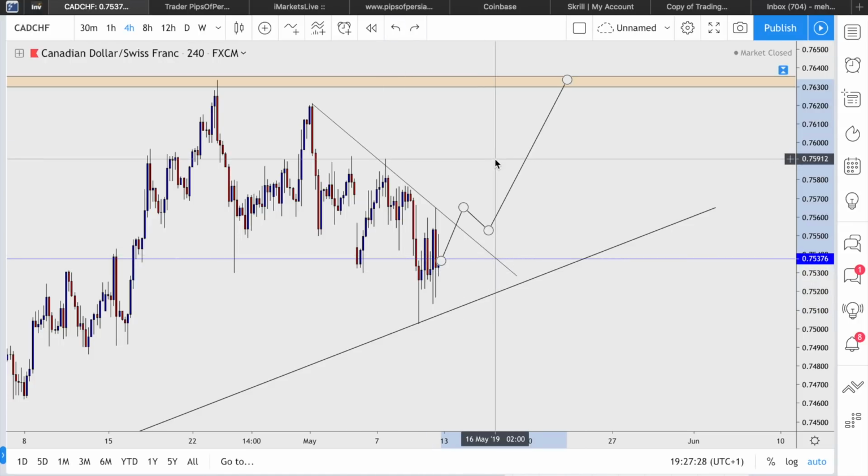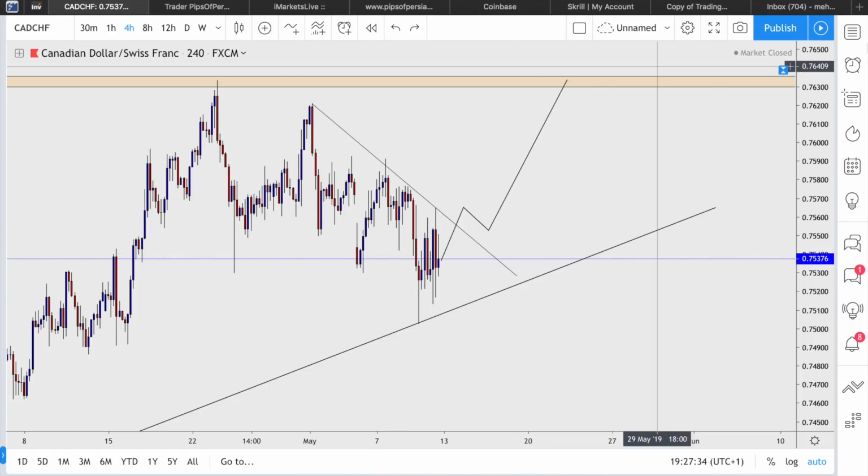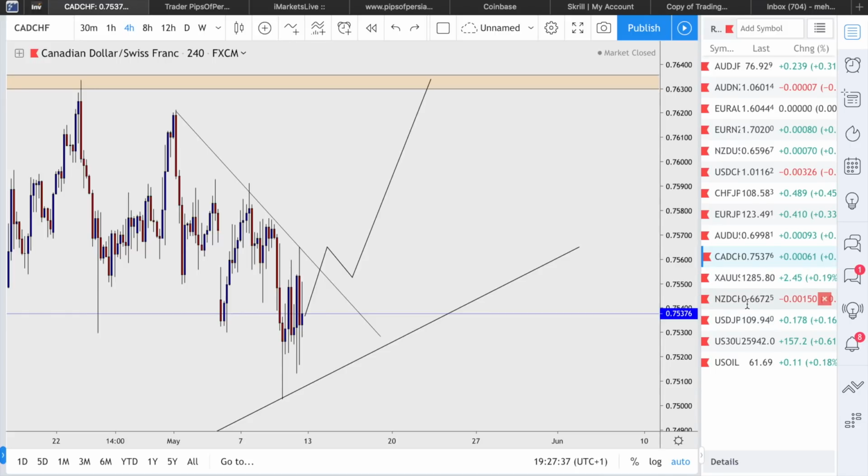But if that doesn't happen, I'm going to wait for a break and retest of this counter trend line drawn over here, where we've seen one touch, second touch, third touch. I'm going to wait for a break and retest of that for the continuation to the upside.